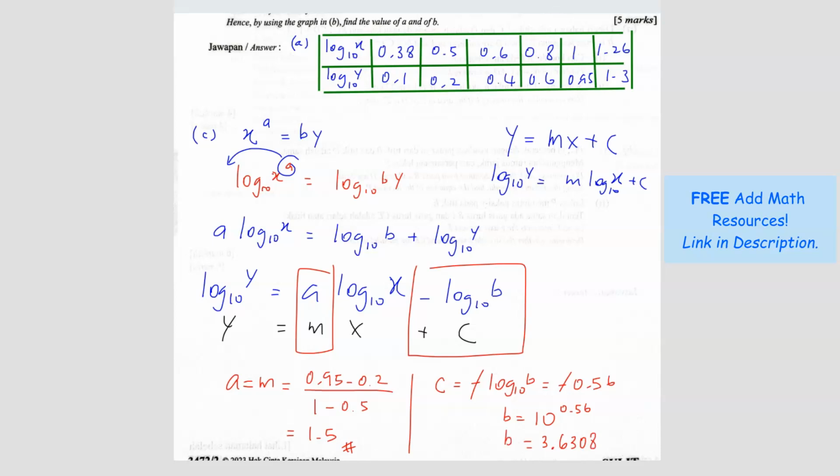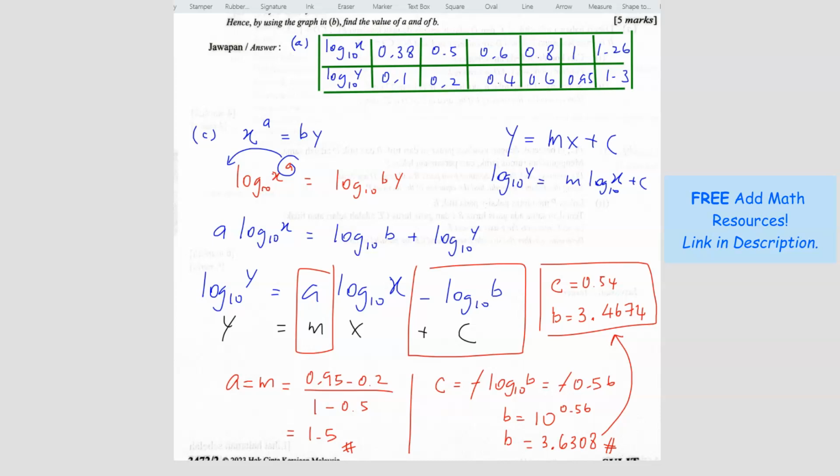I checked the marking scheme. Our gradient is the same, but the intercept is a bit different. The marking scheme's intercept is 0.54 instead of 0.56, but this is what I got. Their b value is 3.4674. So I think we are not far off, and still acceptable. Anything close to the marking scheme here should be acceptable. I'm just putting it here so that you all can refer.